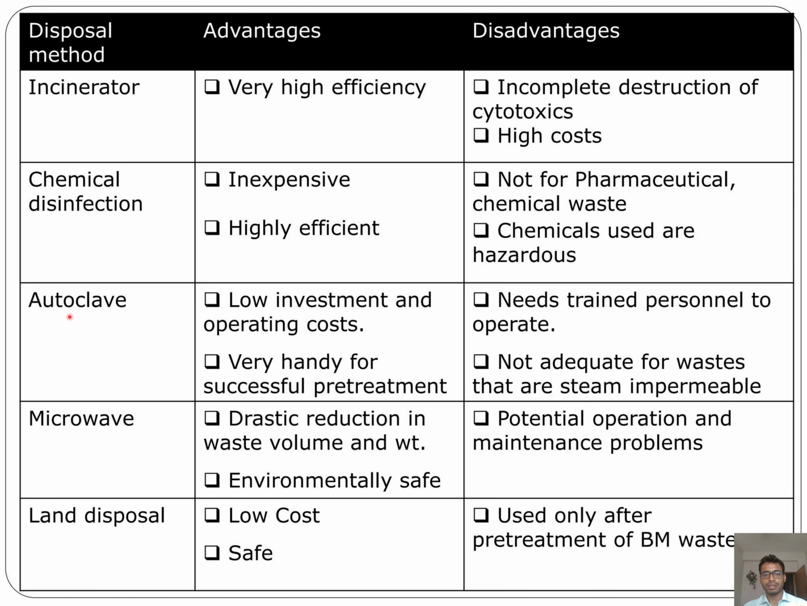Then autoclave. Within a very big autoclave machine, you apply your waste. That means it's low investment and operating cost, very handy. But the main important thing is that it needs trained personnel and is not suitable for waste that is steam impermeable. The microwave gives drastic reduction in waste volume and weight. It is environmentally safe, but has potential operation and maintenance problems. Then land disposal is very low cost and safe, and used only after pretreatment of waste.